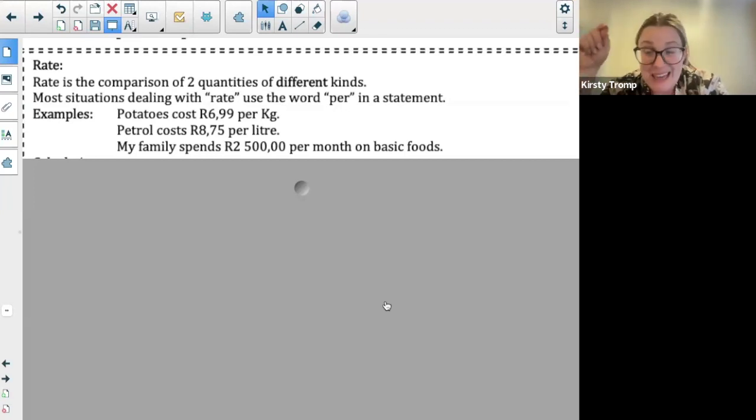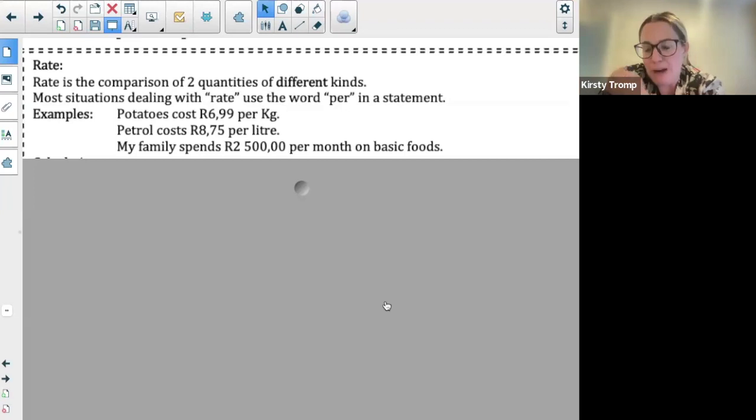So a rate is when you're comparing two quantities of different kinds. All right, ma'am, what does that mean? Okay, what does that mean? So most situations dealing with rate use the word per in the statement. So what does it mean, using two quantities of different kinds?